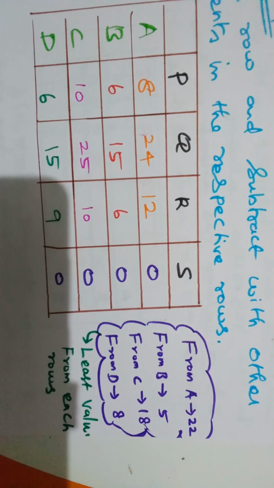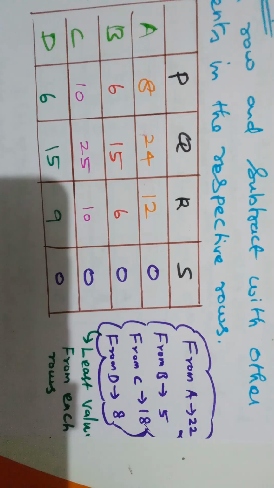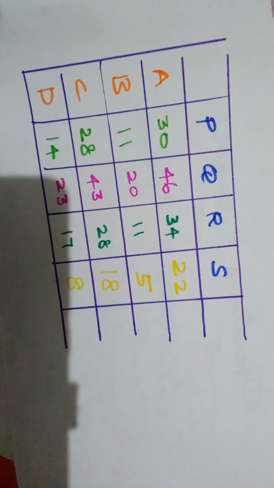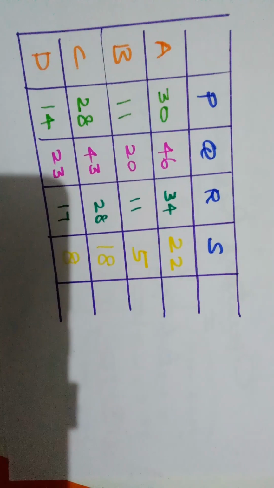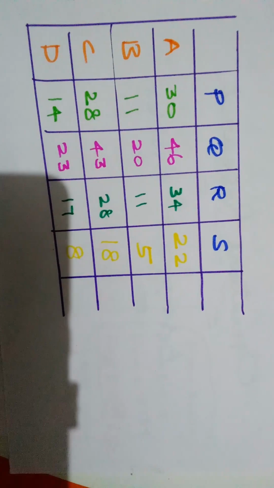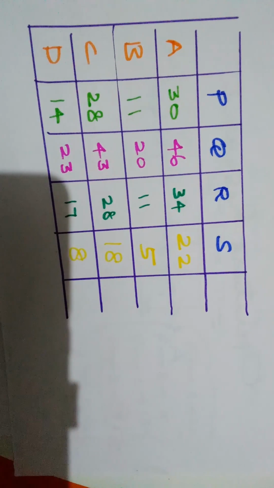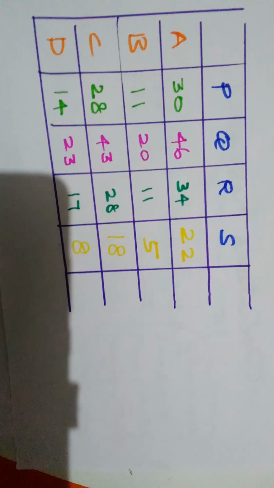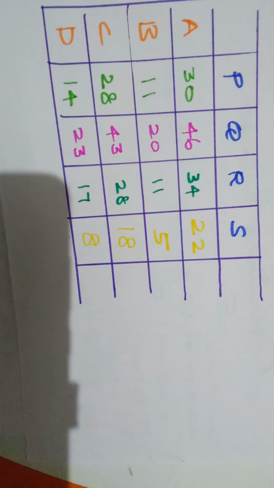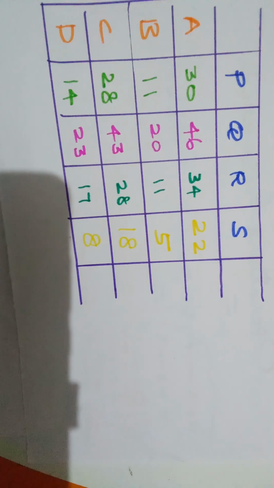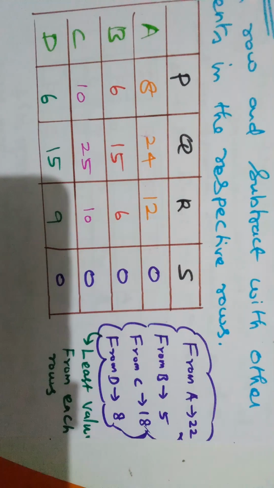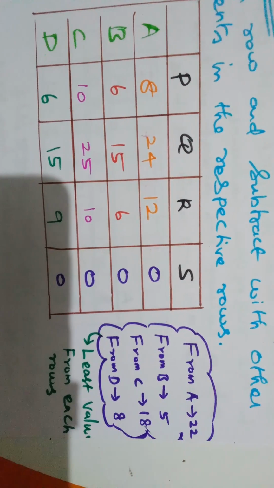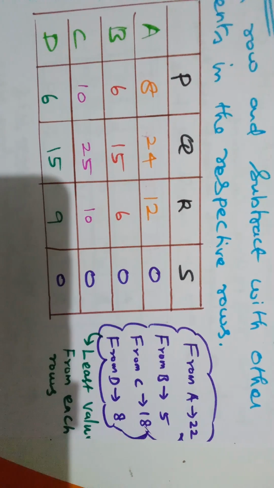So the first row, first element will be 30. 30 minus the least value 22. All the yellow colors represent the least values, which lie in the last column: 22, 5, 18 and 8. Subtract these from the other elements. So 30 minus 22 is 8. Similarly, 46 minus 22 is 24. 34 minus 22 is 12. And 22 minus 22 is 0.